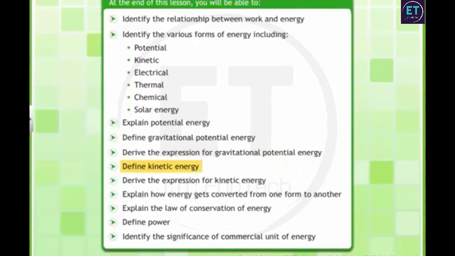Define kinetic energy. Derive the expression for kinetic energy. Explain how energy gets converted from one form to another. Explain the law of conservation of energy. Define power. And identify the significance of commercial unit of energy.